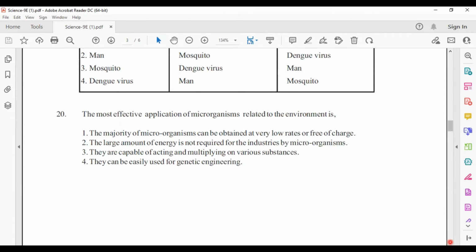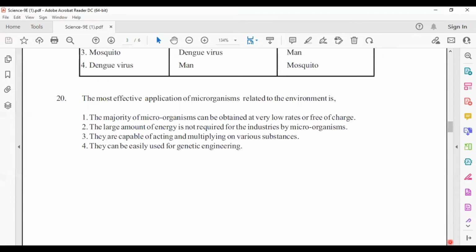Question 20. The most effective application of microorganisms related to the environment is answer 2. A large amount of energy is not required for the industries by microorganisms. That is a useful effect for the environment.